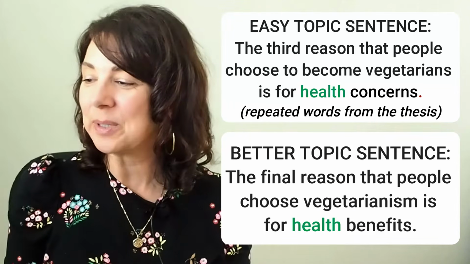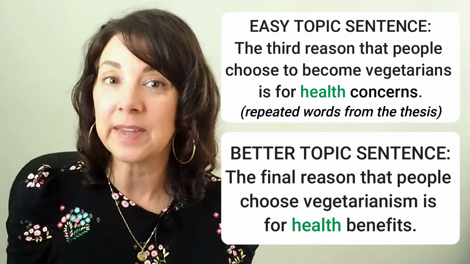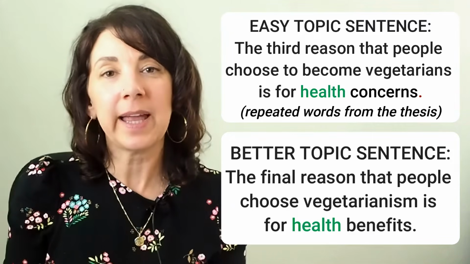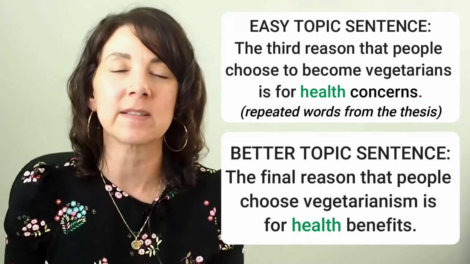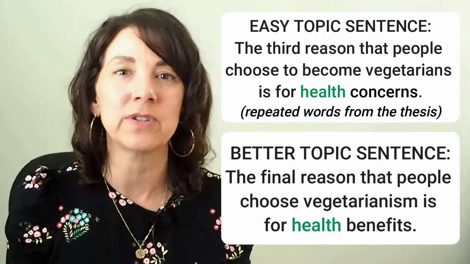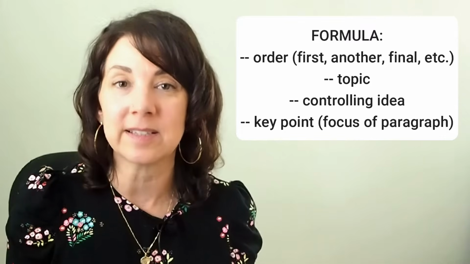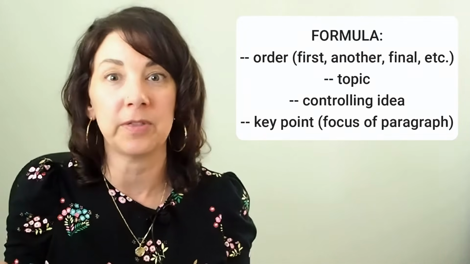And for the last one, the final reason that people choose vegetarianism is for health benefits. So again, you can see how I've used some different words just to make the topic sentences a little bit more interesting and not to repeat the same words over and over again. But the formula is the same. It tells the order, it repeats the topic and controlling idea, and it tells what the key point or the focus of that paragraph is going to be.